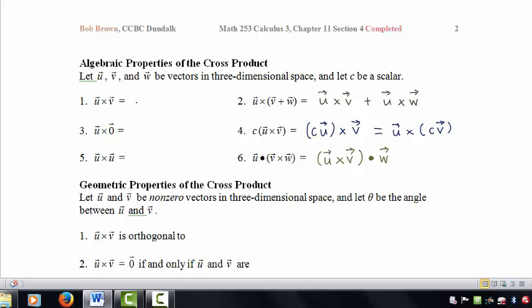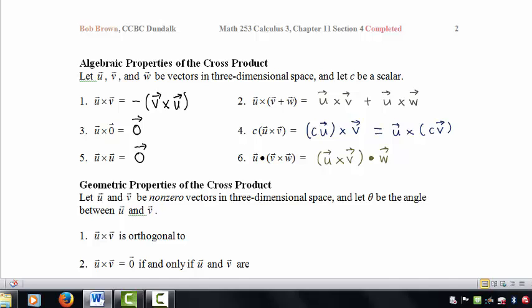U cross V is equal to negative, in other words, -1 times V cross U. This is called the anti-commutative property. Any vector U cross the 0 vector is equal to the 0 vector, and U cross U, any vector cross itself, is equal to 0.